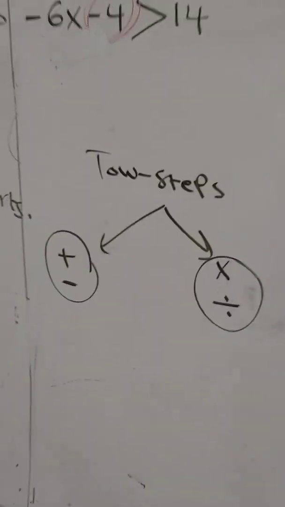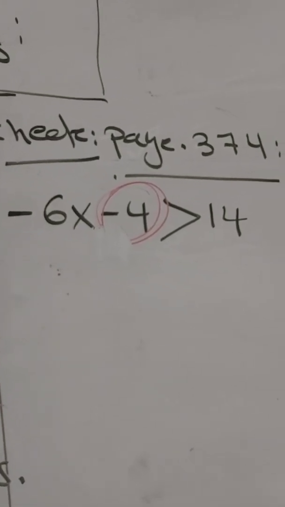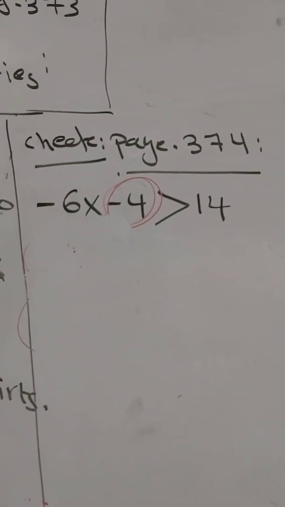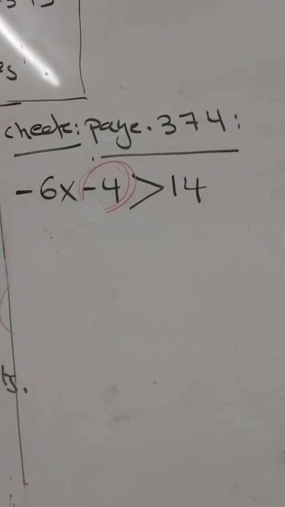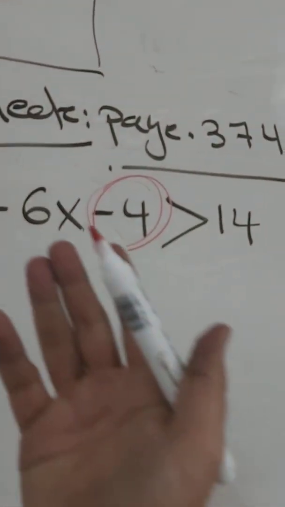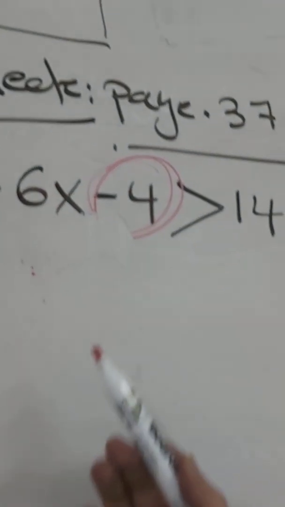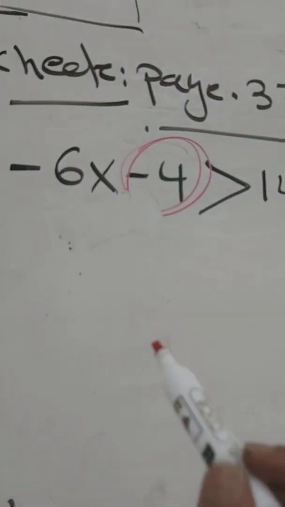Now let's do some examples from the book together. So let's start with the check, page 374. The check, solve the inequality, negative 6x minus 4 is more than 14. Now here we have multiplication, and here we have subtraction. We said in the first step, we always get rid of the connected number first.